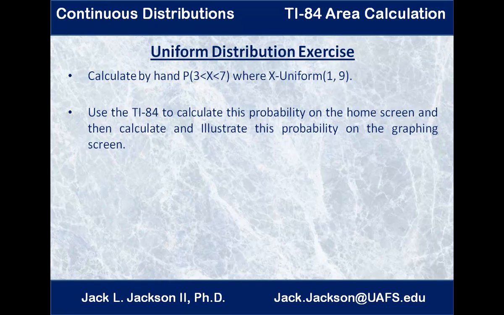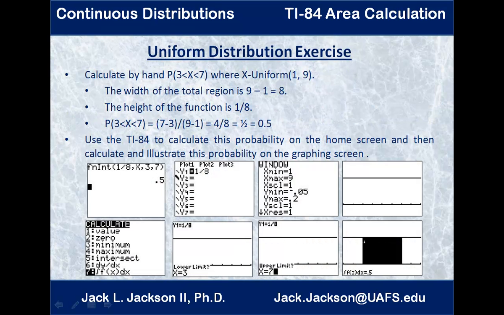Well, hopefully you've done this. So from 3 to 7 is the part where we want to find the area, but the whole thing goes from 1 to 9. So from 1 to 9 is a width of 9 minus 1, or 8. And the height of the function then is the reciprocal of that, 1/8, so that when you multiply those two together, base times height, you get an area of 1 for the full rectangle.